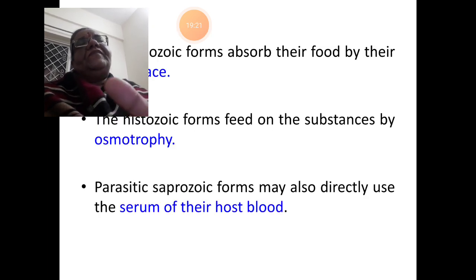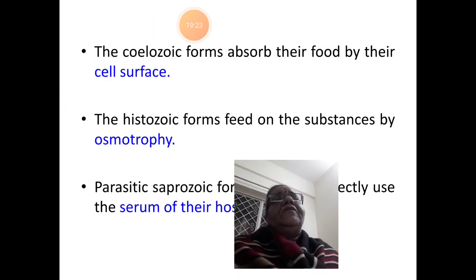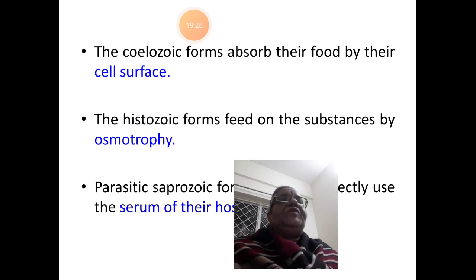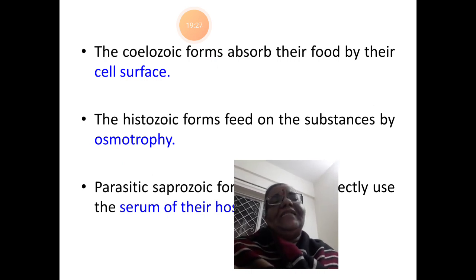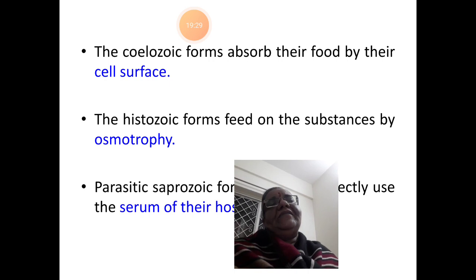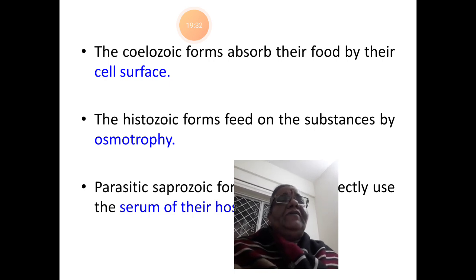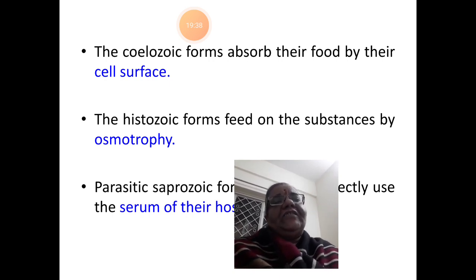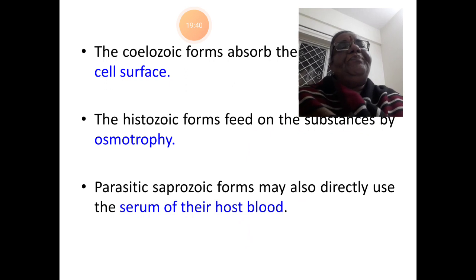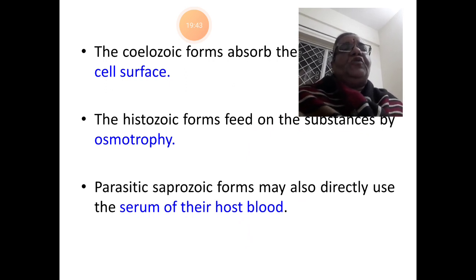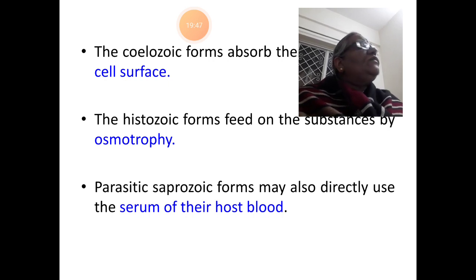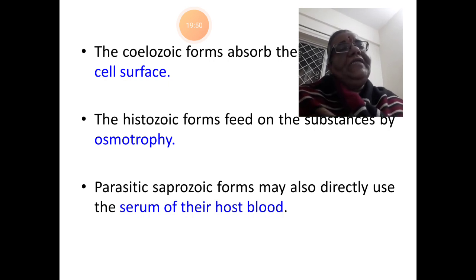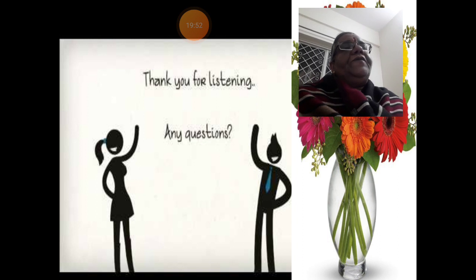The coenozoic forms absorb their food by the cell surface. On the other hand, the histozoic forms feed on substances by the process of phagocytosis, that is cell eating. Parasitic saprozoic forms may directly use the serum of their hosts.